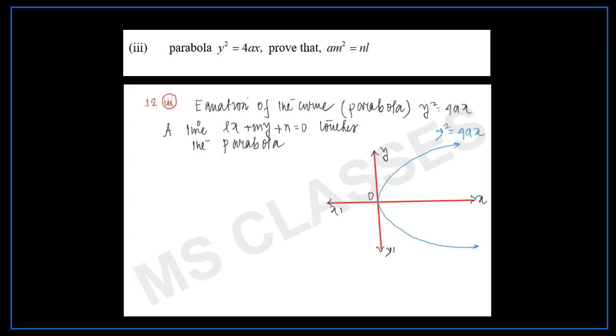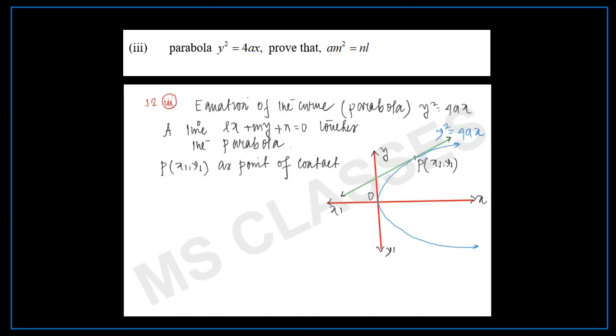Now we consider that this line touches this parabola at some point P(x1, y1). So P(x1, y1) is the point of contact. If we draw a tangent, because if it touches the parabola, that means it's a tangent, and we find the equation of the tangent at this point, it and this line should be identical. So here we try to find the equation of the tangent at this point.